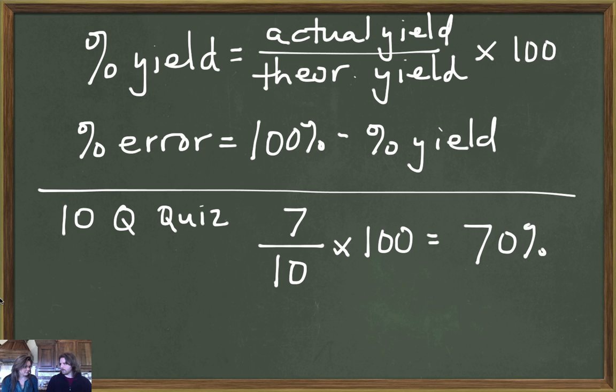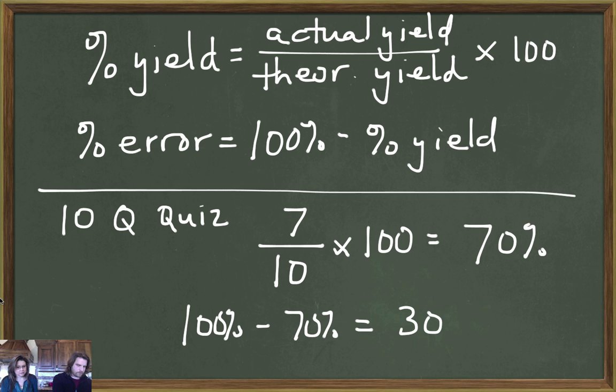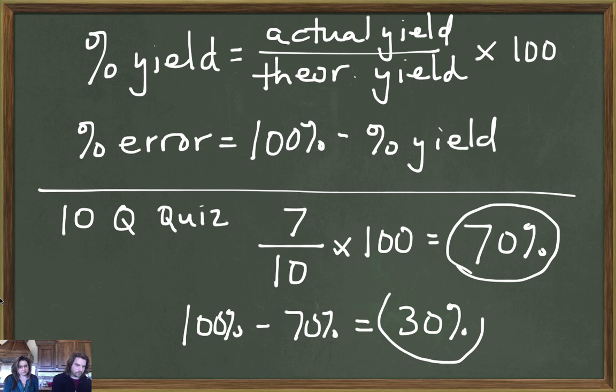Now, what about percent error? Can you do it just in your head looking at this? So the difference between 100 and 70 should be 30. Okay, so 100% minus your percent yield equals 30%. So here's your percent yield. Here is your percent error. And conveniently, they add up to 100%. Real world example, done. Chemistry example, let's do it.